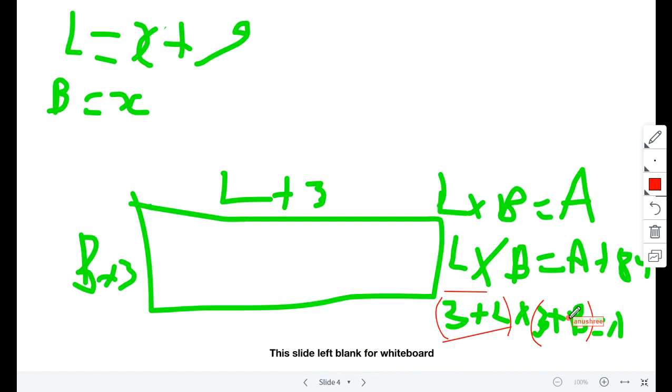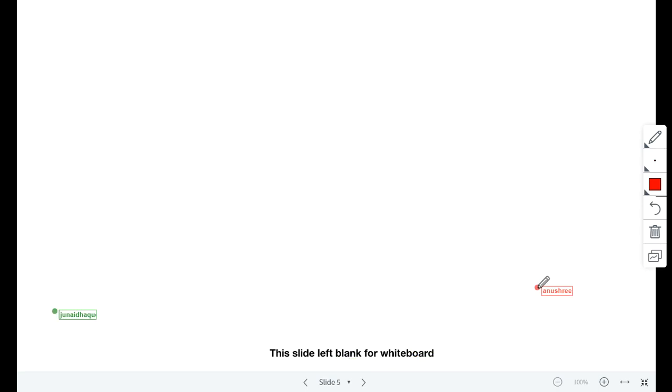Okay, and the last part was 3 plus L in brackets times 3 plus B in brackets equals A plus 84. Alright, you can change the slide. Okay, I can change that. Shall I work on the whiteboard now? Yes.